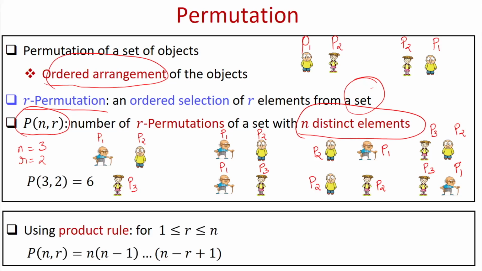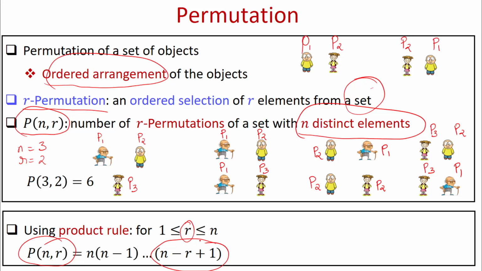So now it's easy to see that if I apply the product rule, then I can derive a formula for the function P(n, r). The output of the function P(n, r) is nothing but the product of n, n minus 1, n minus 2, up to n minus r plus 1. Of course, for this formula to make sense, you require r to be in the range 1 to n. Otherwise, you get into issues of negative quantities and so on.